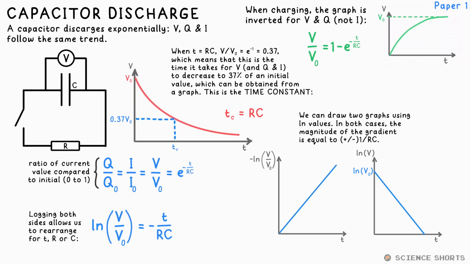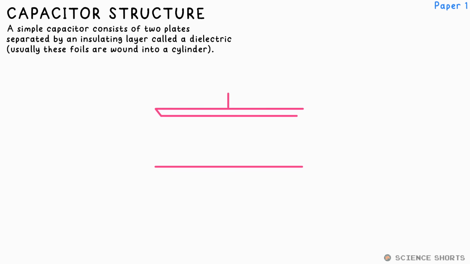If you're not in a rush, try and prove that the units check out. If you're given a decay graph, you find 37% of an initial value. It doesn't matter where you start actually, but the time it takes to do that is the time constant, and that's equal to RC. The basic structure of a capacitor is two parallel plates which become oppositely charged when a PD is applied. Remember, no charge should flow directly between the plates.